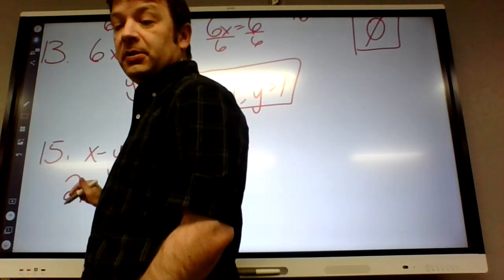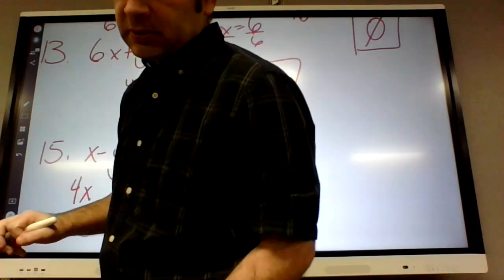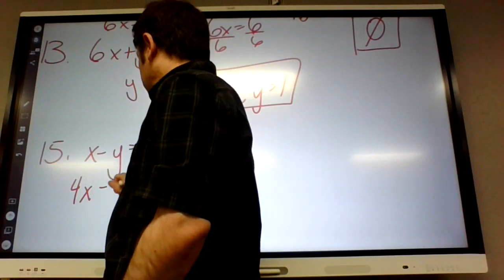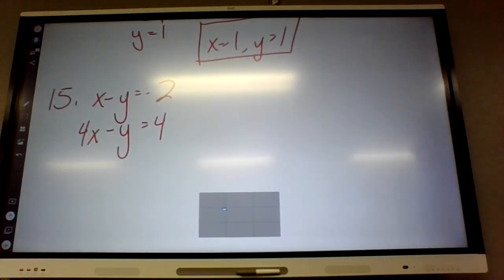All right, on 15, okay, they said solve whatever method we want. So what would be an easy way to solve this? Yeah, multiply the top by negative 4.